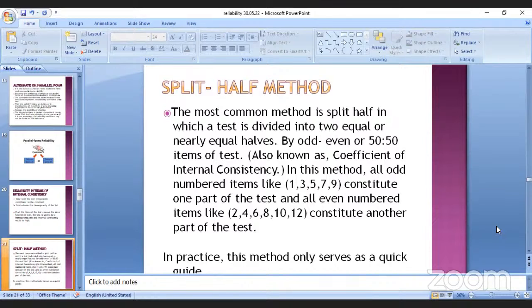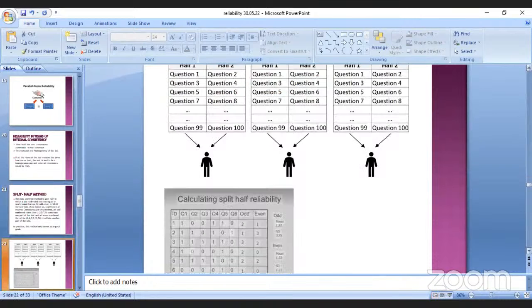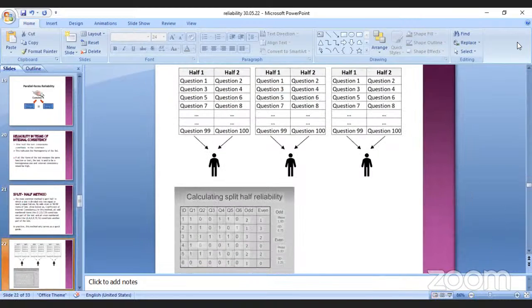So each of the individuals gets two forms. In one form, all the even-numbered items are there, and in another form, all the odd-numbered items are there. Now I will get two scores for each individual. So I will find out the correlation between these two scores. If they are correlated, then my questionnaire or my instrument has internal consistency. Is it okay? Are you able to understand?